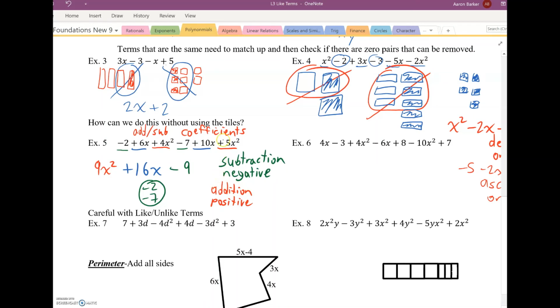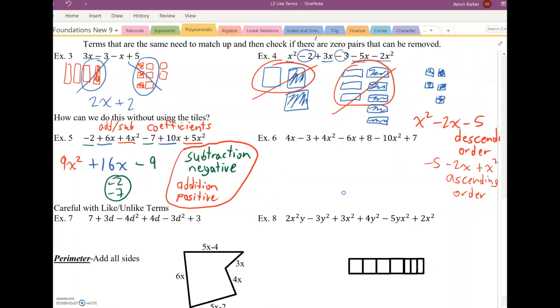So that's something to be cognizant about when you're collecting like terms: you need to look in front of the coefficient to see what kind of sign you have. Good. Try the next example yourself. When you've done that, then you can press play.